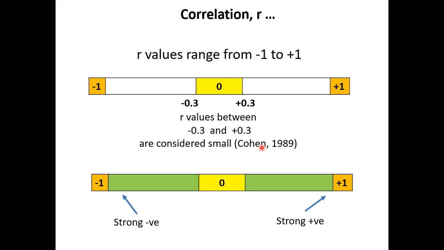So generally what you're looking for is the green bars. If the value is stronger towards one, it's a strong positive. Towards minus one, it's a strong negative. A value somewhere here, you may say weak. Values inside here, you say there's no association. Right, so that's a general rule of thumb. Minus one to plus one. Close to zero means no association. More towards one, strong positive. More towards minus one, strong negative.